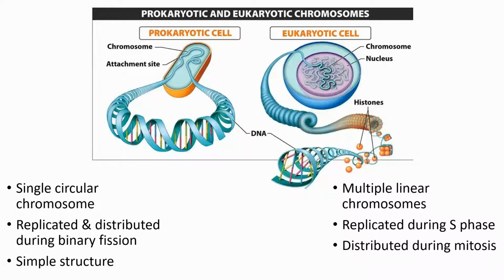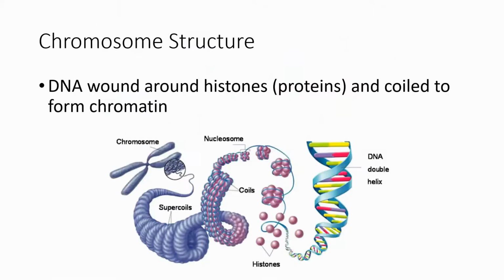So there are some differences between prokaryotic cells and eukaryotic cells that complicate the matter. Bacteria only have a single chromosome. It is circular. It is much more difficult to tangle up, and it is fairly simple. However, in eukaryotic cells, you have much more complicated, much longer linear chromosomes, and you have more than one of them. So you've got to keep track of all of those chromosomes and make sure that you get 1 copy of each chromosome into each cell that's being formed. These are replicated during a part of the cell cycle called S phase. The S stands for synthesis, and they are distributed during mitosis.